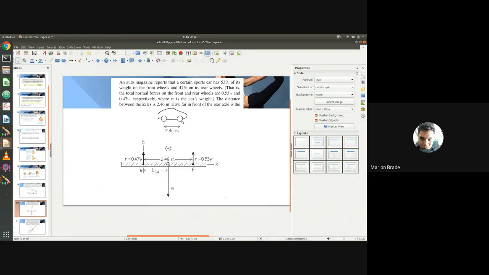So the question now is how far in front of the rear axle is the center of mass? How far from the rear axle is the position of the center of gravity? So, let's answer this problem.